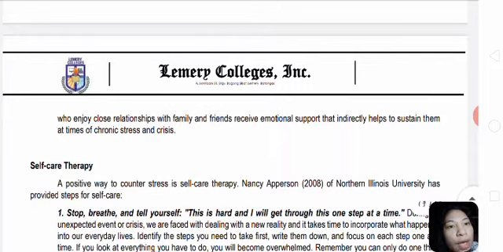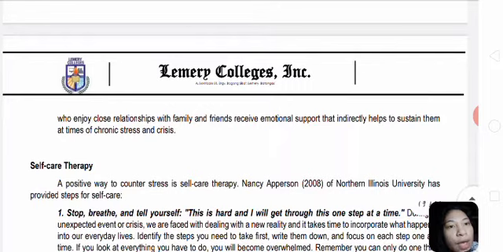Identify the step you need to take first, write them down, and focus on each step at a time. If you look at everything you have to do, you will become overwhelmed. Remember, you can only do one thing at a time, so focus exclusively on that one thing.